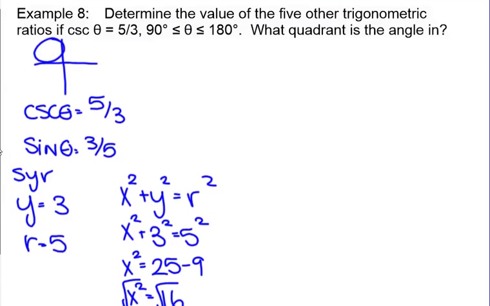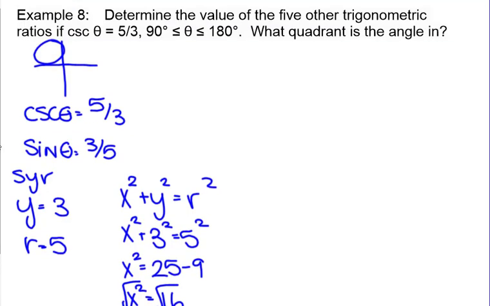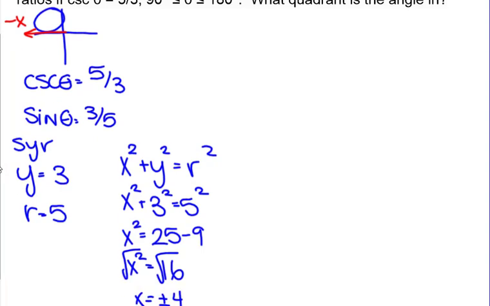What we want to check is which one are we going to use, the positive or the negative? Well, we are in quadrant 2, which means we have negative x values in quadrant 2. So that means we are going to use the negative version. So x is equal to negative 4. Using that, we can figure out all our other trigonometric ratios.